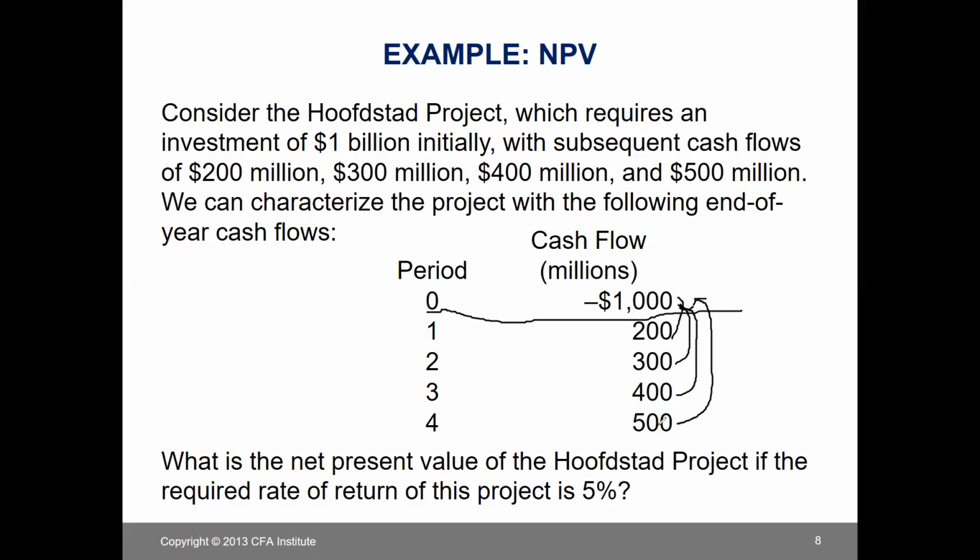So $500 divided by 1 plus 5%, to the power of how many years? 1, 2, 3, 4. So if your cash flow is here, which will be 500 divided by 1 plus 0.05, and this all to the power 4.